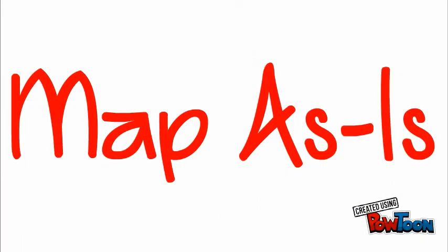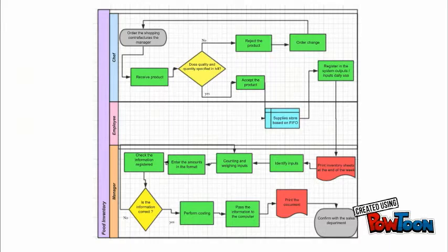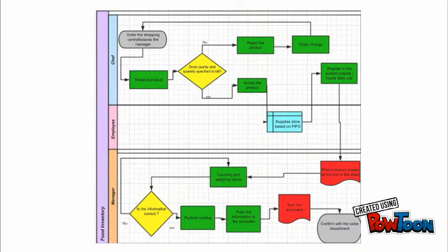MAP As-Is involves three departments, which are manager, employees, and chef. As we said, the process begins when the chef receives the product. If they accept, employees are in charge of ordering the product in FIFO system. And finally, the manager registers the outputs and inputs. On MAP 2B, we reduced the total tasks from 15 to 10, making the process more efficient.